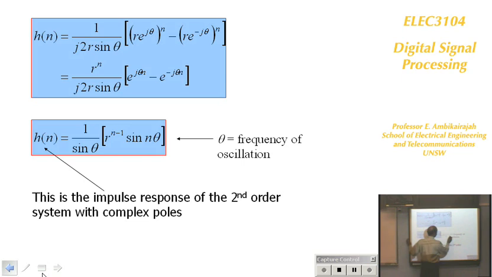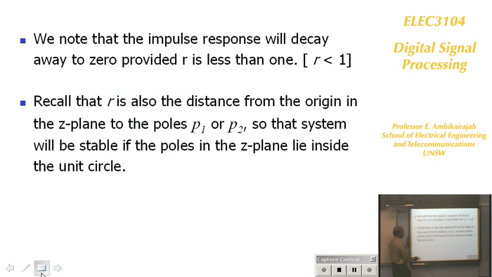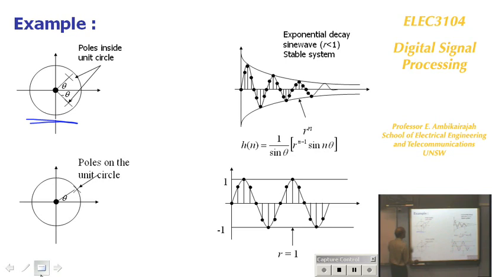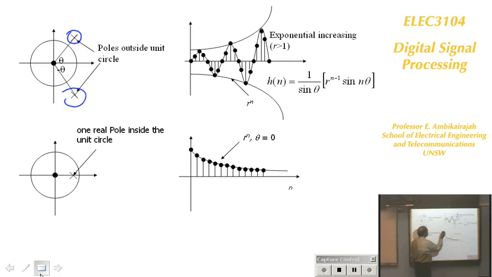So for various values of r, let's look at the waveform. Here is my pole inside the unit circle. Here is my sine wave, but because r is less than 1, it decays away. Here is my pole, r is 1 now. So when I have r equal to 1, I only have sine n theta, so you get a nice sine waveform. It does not decay at all. And when r is greater than 1, you can see the poles are outside the unit circle. The sine wave increases exponentially, it's an unstable system.